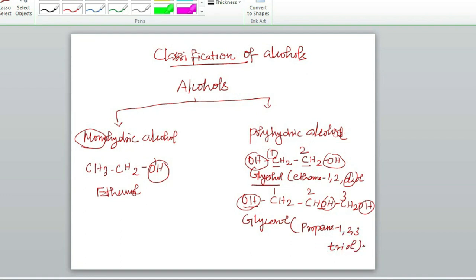Another important point: we commonly call these polyhydroxy compounds, polyhydroxy alcohols. Another one is hexahydric alcohol. How do we write this structure? Hexahydric alcohol: CH2OH, then CHOH four times, and then CH2OH.